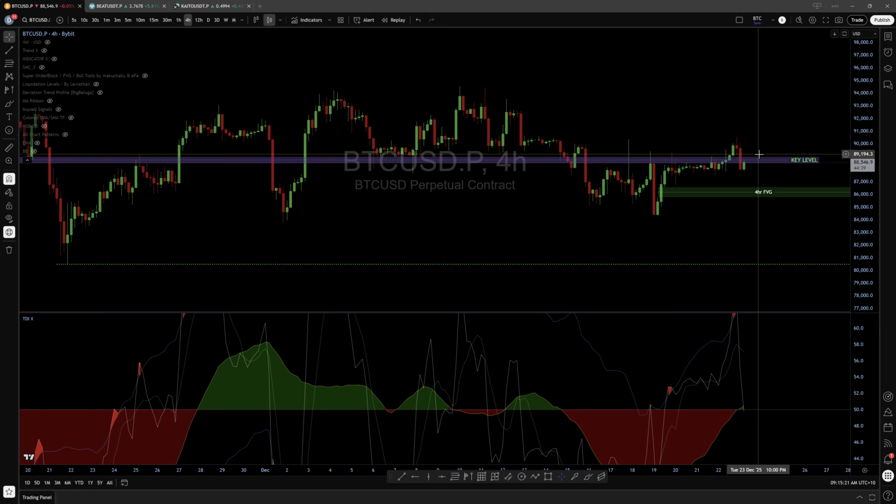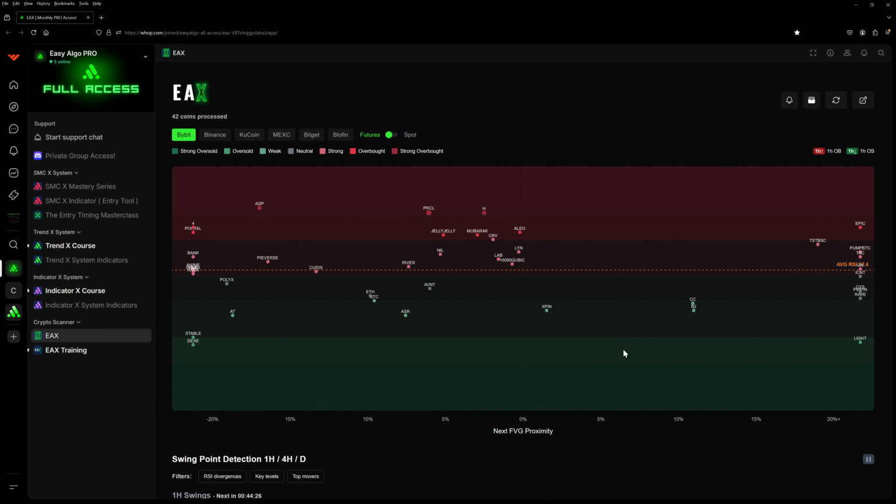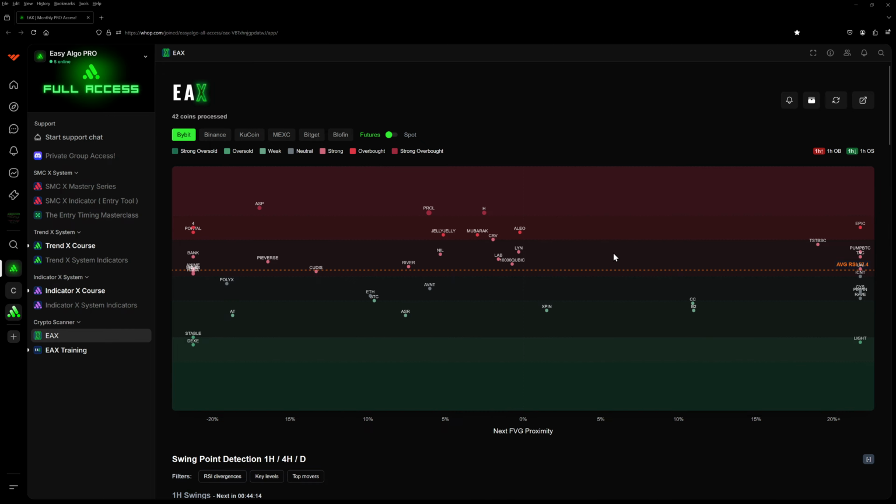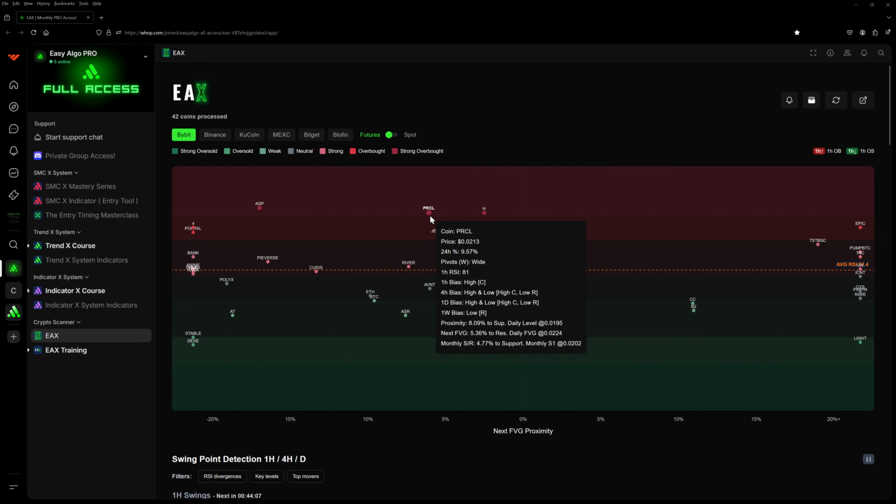You can trade it, but I would stick to trading stuff that other people are trading. Check your EAX. I'm going to switch to EAX. Let's see if it shows it. Should be able to see it. So check for other things. You can use other tools to find out what's ready to have a move.